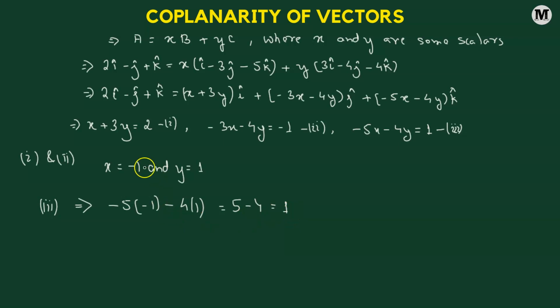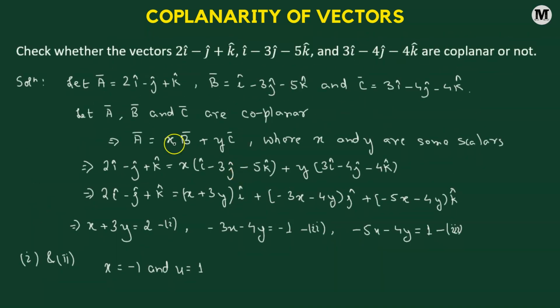That means these values of x and y satisfy the third equation, and since this criterion is met, we can say that the three vectors, vector A, vector B and vector C, are indeed coplanar. So our assumption was correct. We were correct in choosing that the three vectors A, B and C are coplanar, as we were able to express vector A as a linear combination of the other two vectors.